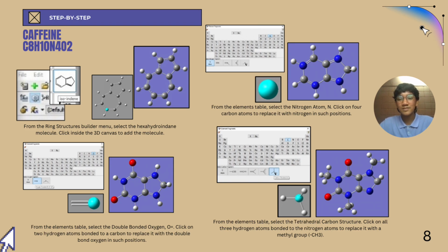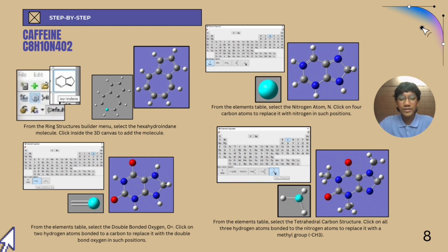And then go to the elements table in the builder menu and select the nitrogen atom. Click on 4 carbon atoms to replace them with nitrogen atoms in this position. And then go to the builder menu again, select the elements table, go to oxygen and select the double bonded oxygen. Make sure it is the double bonded oxygen and click on 2 hydrogen atoms to replace them. So now it forms a double bond with a carbon.